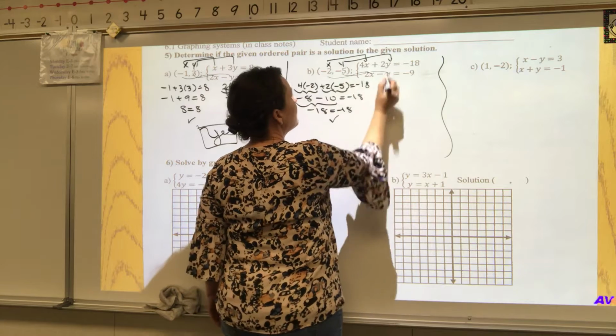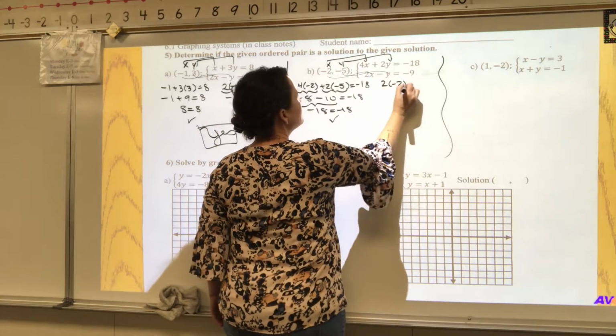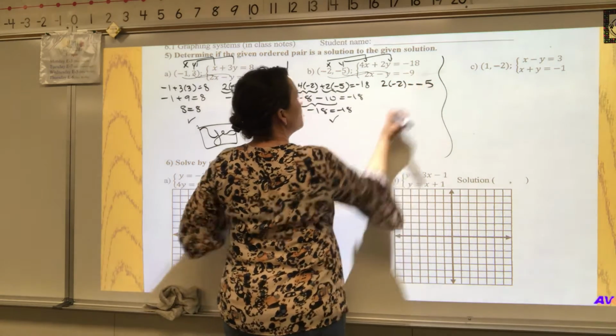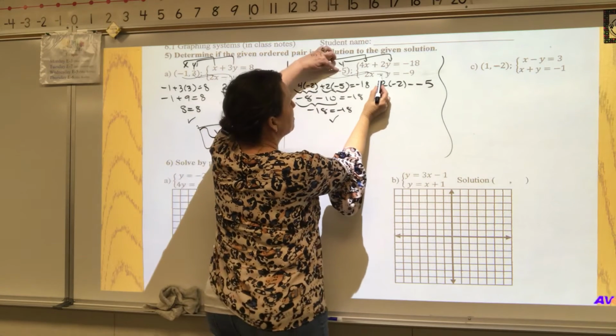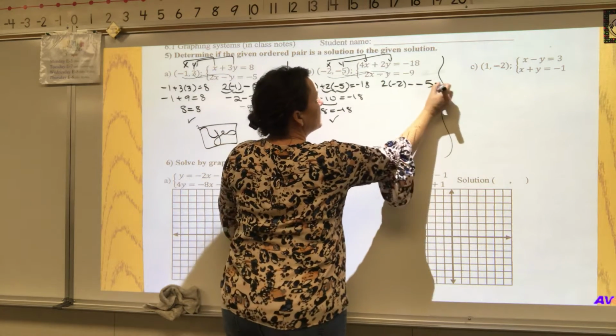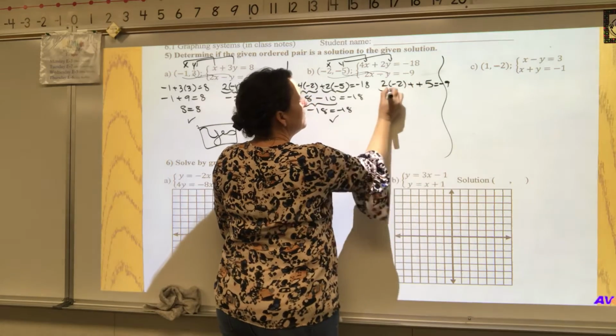Now we have X, we have Y. So we have 2 times the -2 minus the -5. So be careful with that. There's a minus, and then you're plugging in a minus. So there's a double negative, and it's -9.